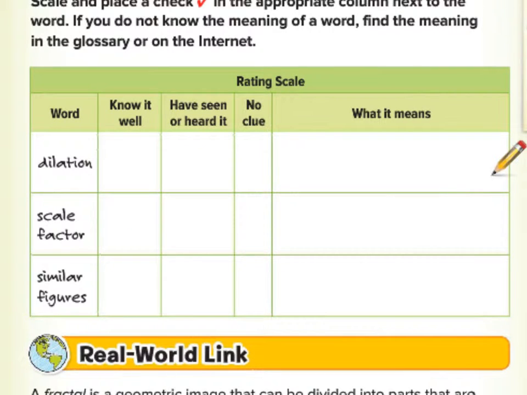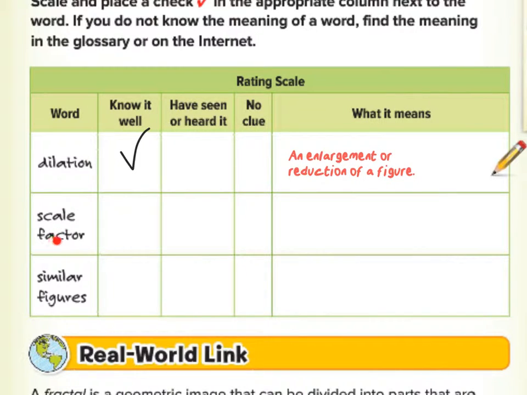Let's start by defining dilation. Do we know it well? Have you heard or seen it? You have no clue what a dilation is? And what does it mean? Well, it means an enlargement or reduction of a figure. Keep in mind, because it's been changed in size, it is not congruent to the preimage. Do you know this well? I think you do. We can check that one off.